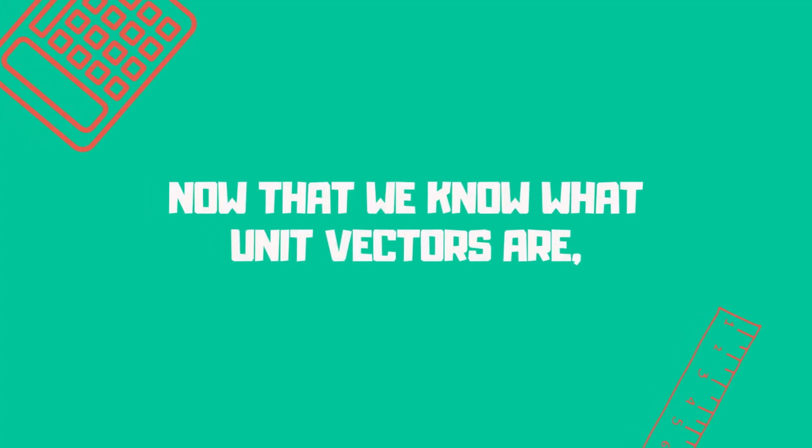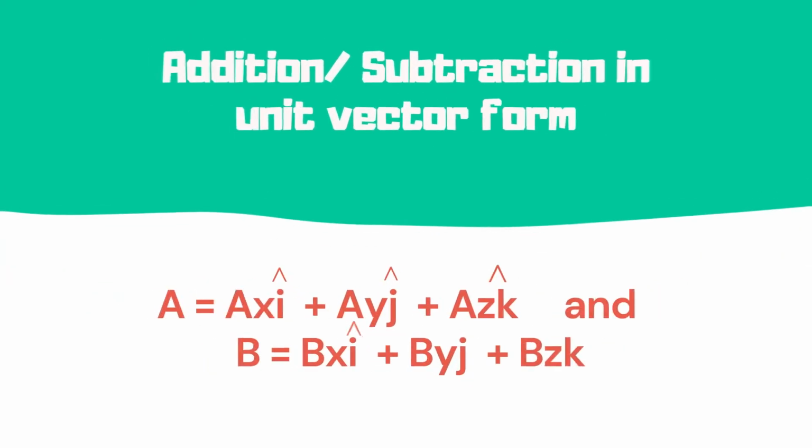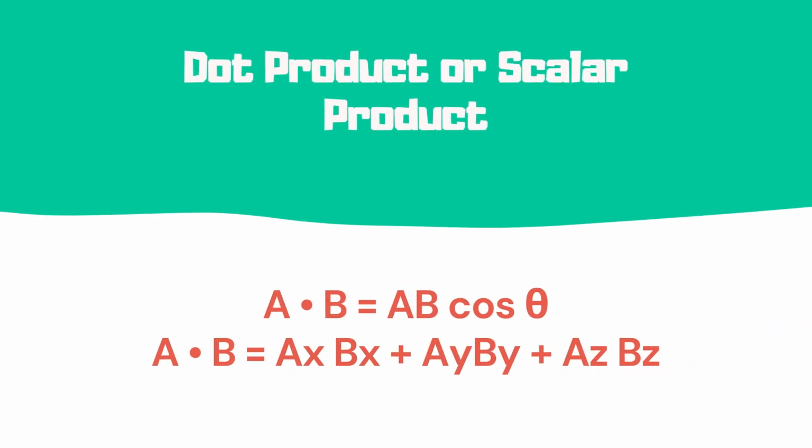Now that we know what unit vectors are, let's learn how to perform operations. First is the addition and subtraction of unit vector form. If your unit vector is like this, then the formula will be: for the dot product, the product of any two vectors in this operation is written as A dot B and is defined as the product of their magnitudes and the cosine of their included angle. In symbols, it can be written as.